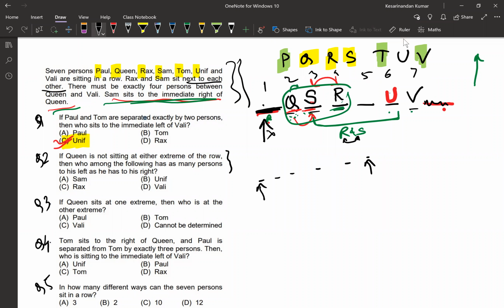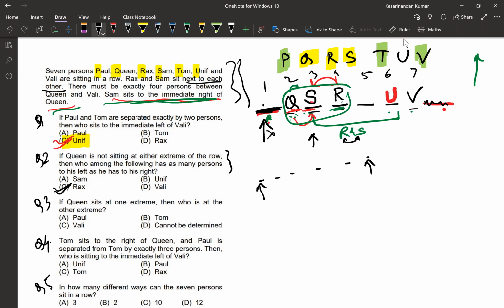Then, who among the following has as many persons to his left as he has to his right? So, Sam. Now, how many people does Sam have to his left? 2. Yes, and to his right? 4. Yes, exactly 4. So basically, which will be the person who has exactly the same number on the left and right, the one sitting exactly in the middle? Rex. Yes, Rex it is. So this will be the answer. Is it clear? Everyone? Any doubt?